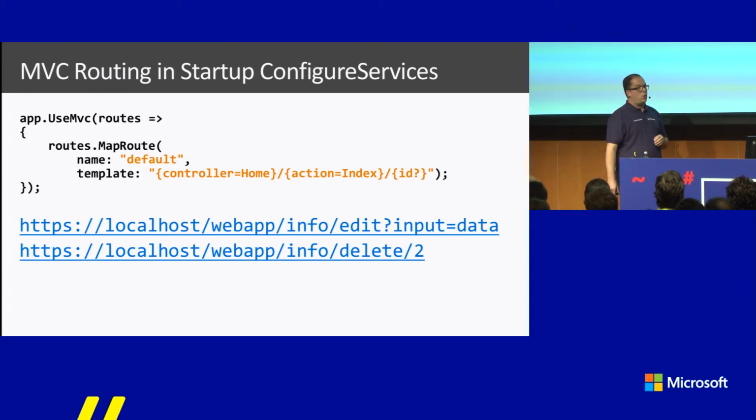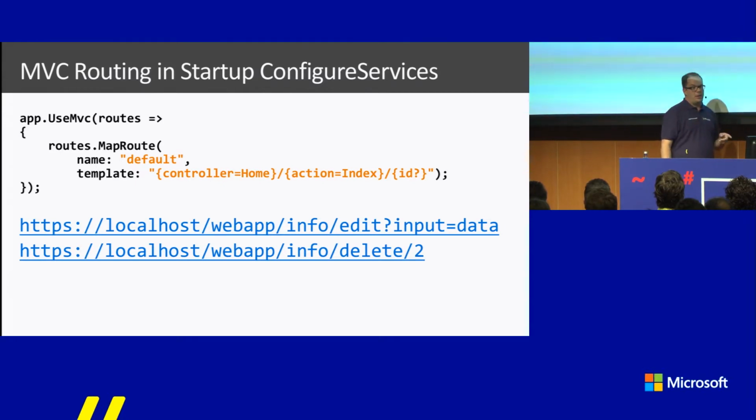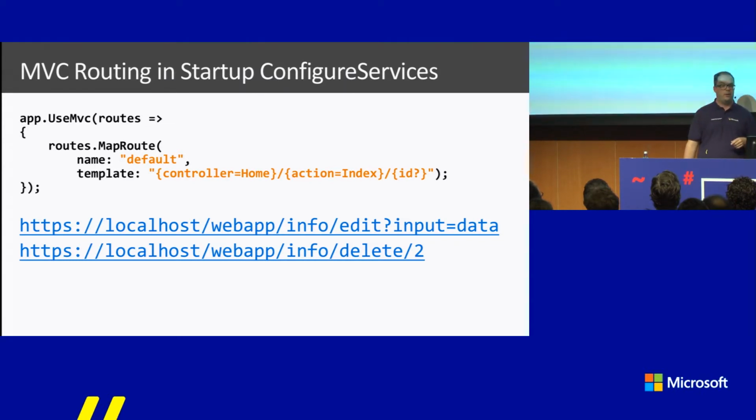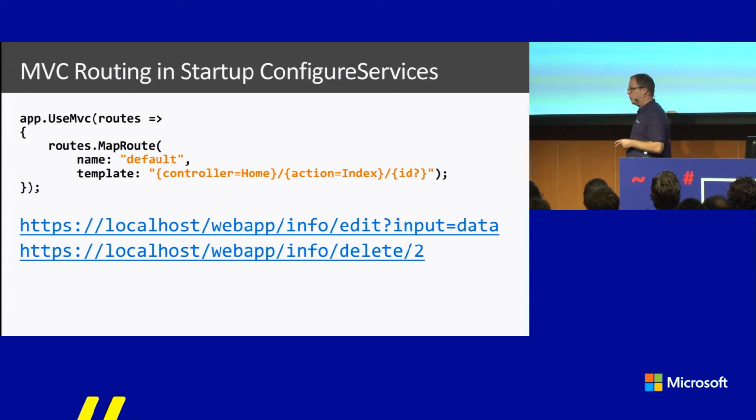With ASP.NET Core MVC, you will get a default route which looks like this. And just to illustrate a bit, we have some example URLs underneath this, and you will see that there's an info controller with an edit operation, right? So that will be the info controller that contains the action edit. It will have a query string parameter named input with data inside of it. And the second one is different. It will have the info controller, the action delete, and a route parameter with a value of 2, right? So there's a distinction between where the data is being fetched from.